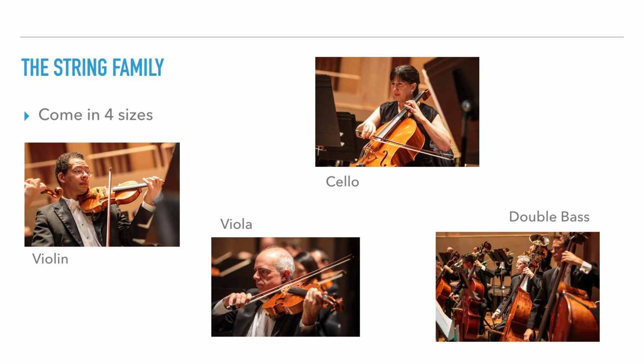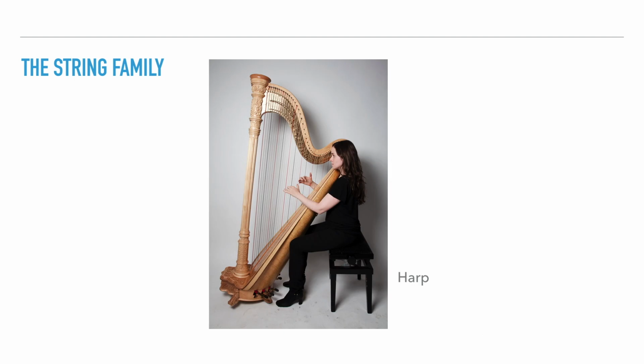All four of these instruments can be played with a bow, and the bow is made of horsehair, and you move the bow across the strings and that actually vibrates the strings with the bow. That's known as arco, A-R-C-O, or you can also use your fingers and pluck the strings, and this is known as pizzicato. And one more instrument in the string family I want to talk about is the harp.